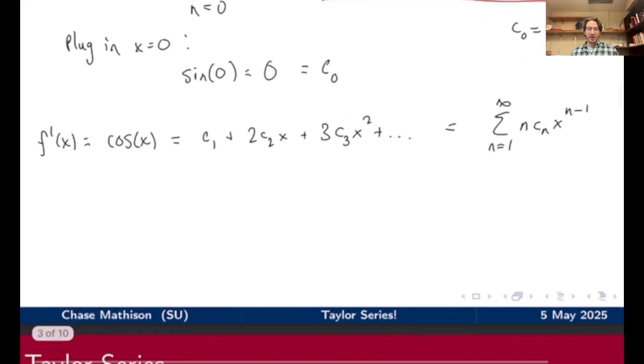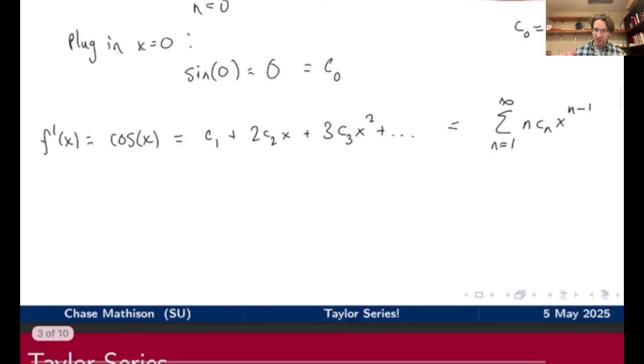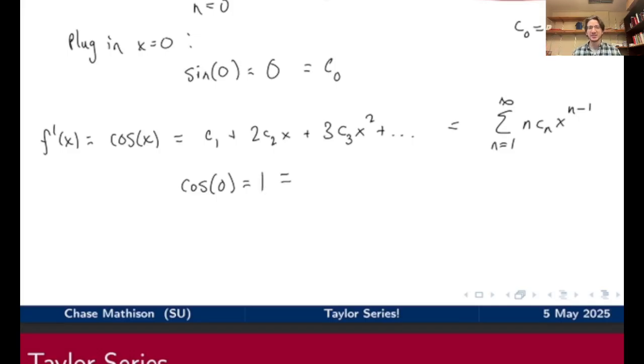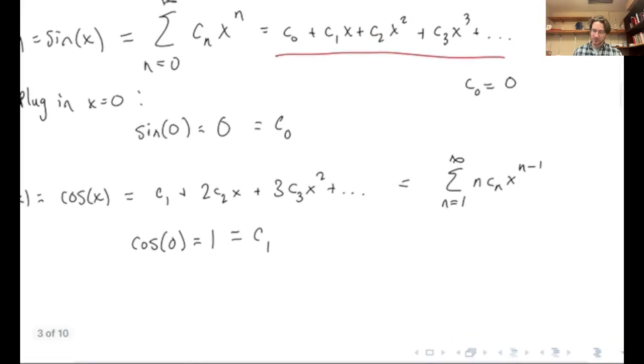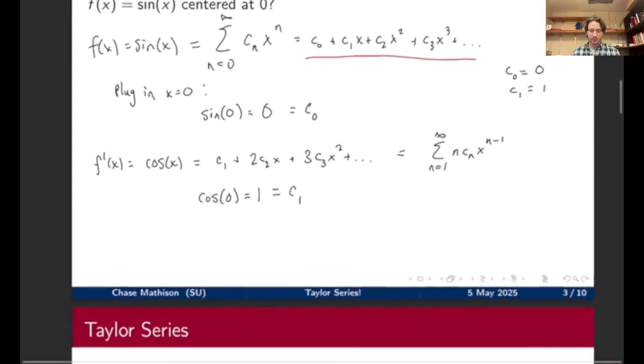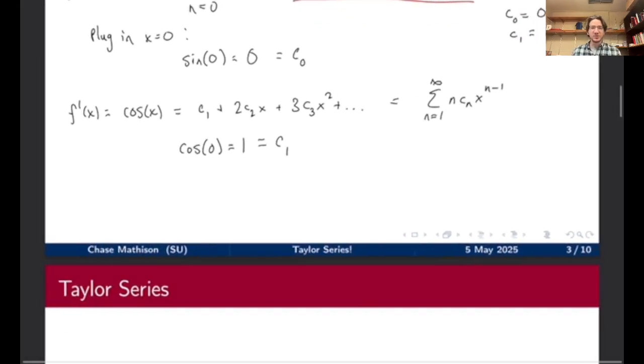Cool. And now, do you see what we can do to figure out c1? Plug in the center, right? So if I plug in the center, I get cosine of 0 on the left, which is 1. And on the right, everything with an x dies off, and I'm just left with c1. Ooh, that's pretty cool. I know c1 is 1 now. Let me scooch this over. Let's keep going.